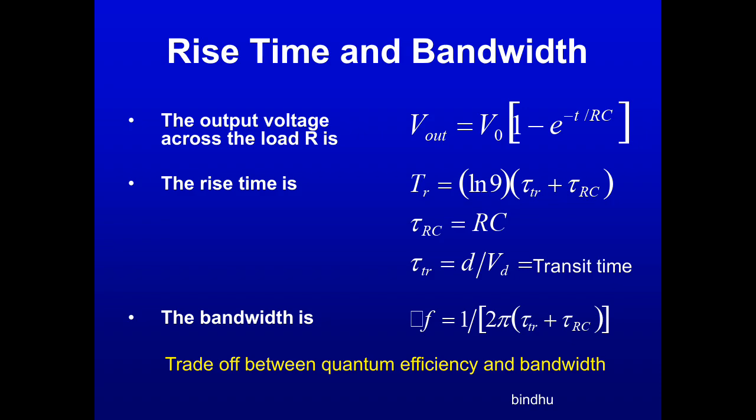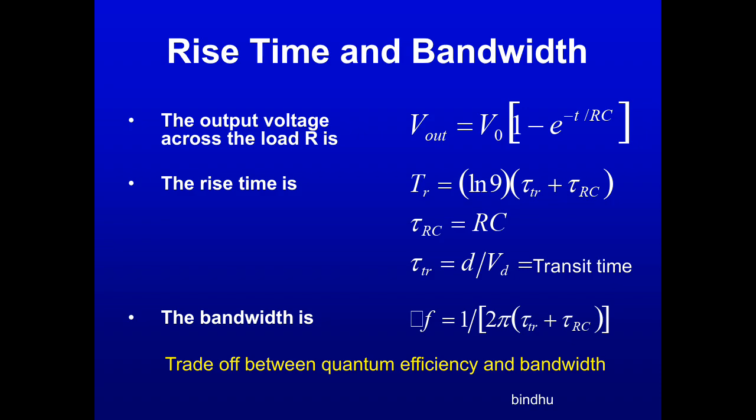Now, each and everything depends upon how the rise time and fall time occur. So how do we calculate the bandwidth of the system? The output voltage across the load resistance is V out equals V naught times exponential of minus t by RC. Tau equals RC is called the time constant.